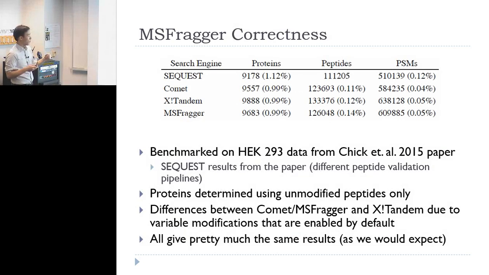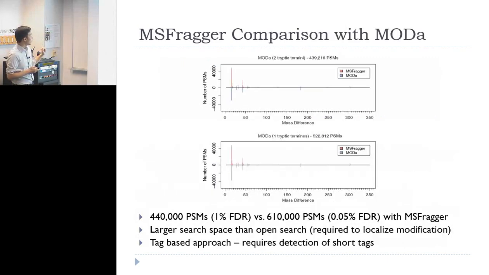Whenever we develop a new tool, we have to make sure that the results that we get are correct. We compared MSFragger to X!Tandem, to Comet, to Sequest, and we're using the Sequest numbers that they published. And the numbers are a bit different from our FDR pipelines, but they're all pretty much the same. And then we also compared our results with ModA, a blind PTM tool, and we see fairly similar results.